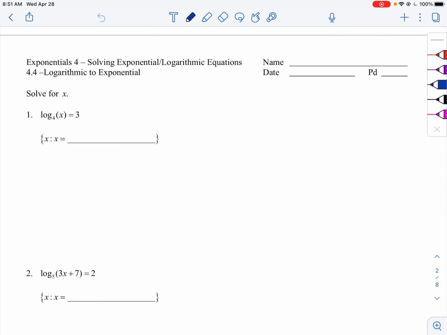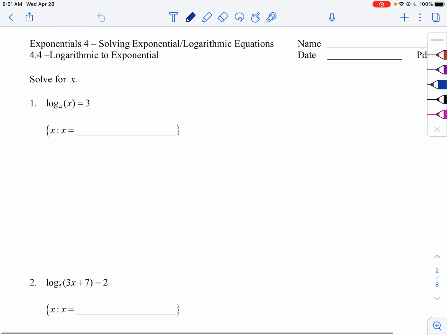First, we have log base 4 of x equals 3. We are going to rewrite this log form into an exponential form. So this is 4 to the power of 3 equals x. And 4 to the power of 3 means 4 times 4 times 4, and that is 64. And just like that, you have your x value, which is 64.